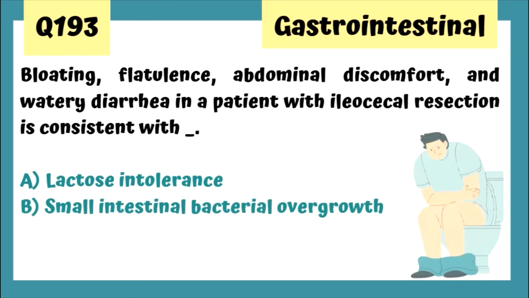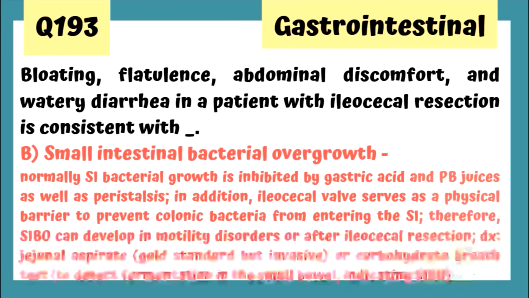Question 193, bloating, flatulence, abdominal discomfort, and watery diarrhea in patients with ileocecal resection is consistent with? Well, in ileocecal resection, we remove that barrier between the colon and the small intestine, which prevents bacteria from going back. So if you have the ileocecal resection, there's going to be bacterial overgrowth, and that's exactly what's going on here, small intestinal bacterial overgrowth. Another cause of small intestinal bacterial overgrowth can be motility disorders. But anyway, that is the point. Diagnosis is with jejunal aspirate, that's the gold standard, or carbohydrate breath test to detect fermentation in the small bowel to indicate small intestinal bacterial overgrowth.